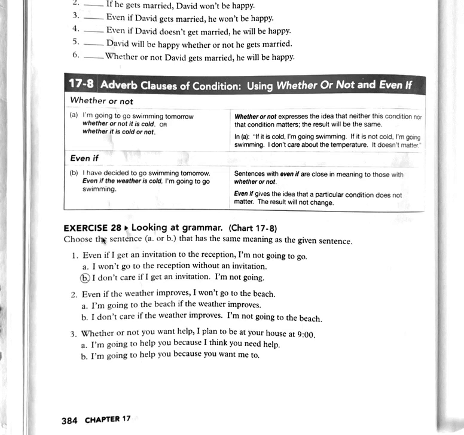So look at exercise 28. Now we only have numbers 1, 2, and 3 on this page, but we're also going to do numbers 4, 5, and 6 on page 385. Okay? So choose the sentence, A or B, that has the same meaning as the given sentence. Even if I get an invitation to the reception, I'm not going to go. So here means, I don't care if I get an invitation. I'm not going. If I get an invitation, I'm not going. If I don't get an invitation, I'm not going. So it doesn't matter if I get an invitation or not. The result's not going to change.